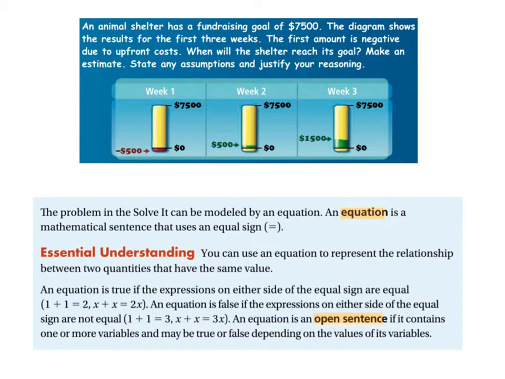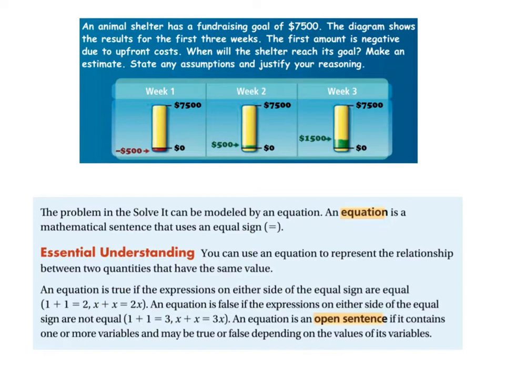And an equation, unlike an expression, you know what it's equal to. We have an equal sign here. You can use an equation to represent a relationship between two quantities that have the same value. This is equal to this, right? So an equation is true if the expression on both sides is truly equal. And an equation is false if it's not actually the case.